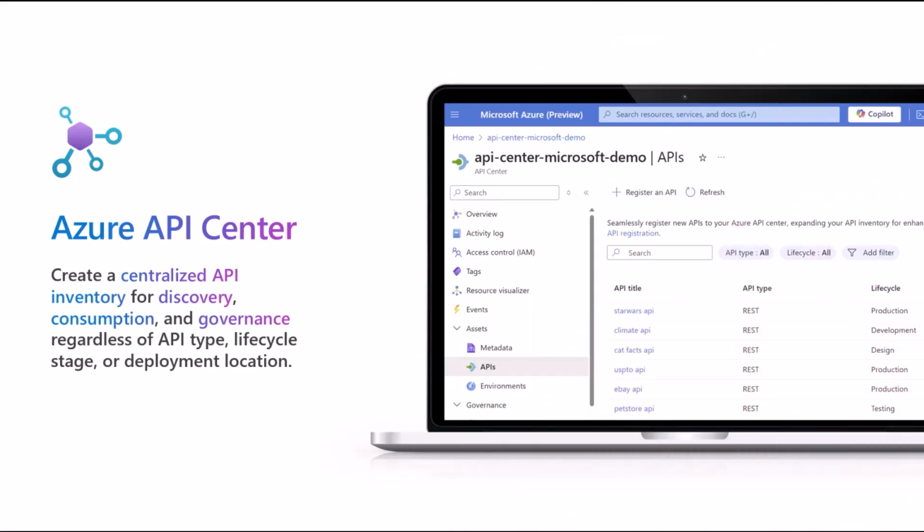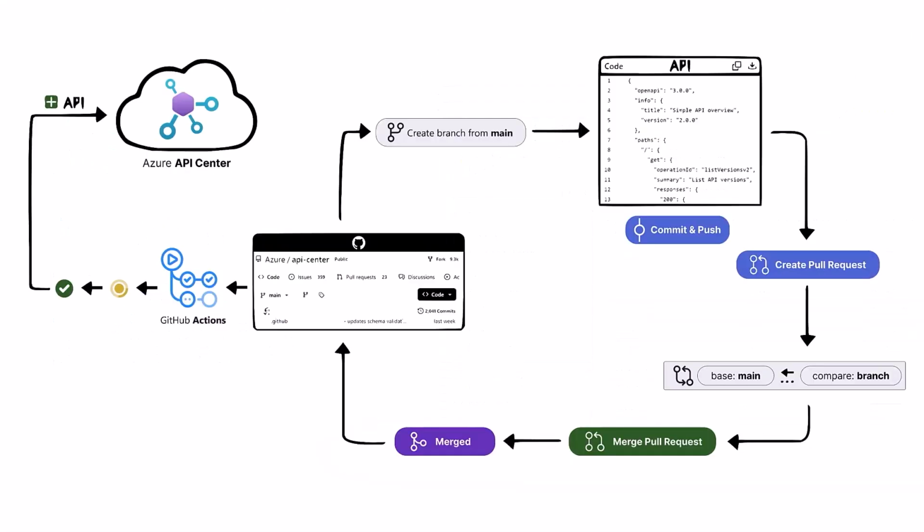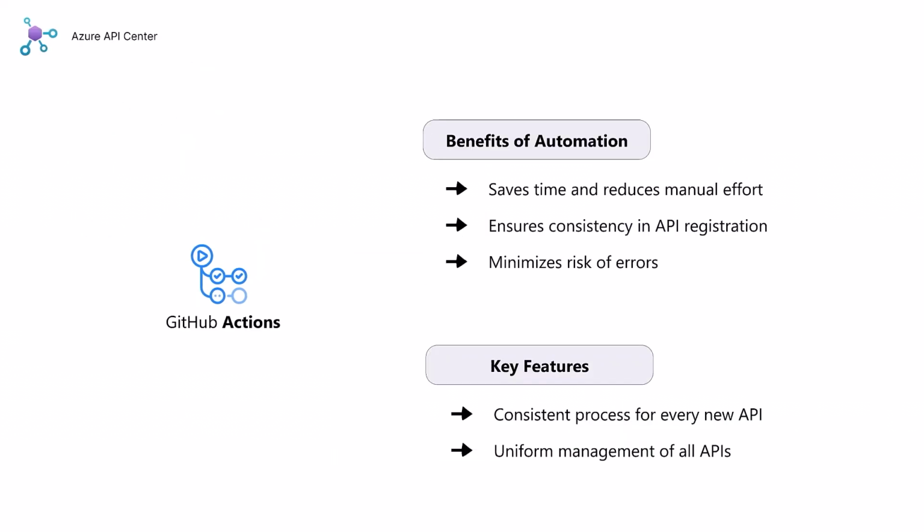Hello everyone and welcome to a new video about Azure API Center. Today we are going to talk about how you can use GitHub Actions to automate your API registration and how you can manage custom metadata. Automating these tasks will save you a lot of time and it will reduce a lot of manual effort.